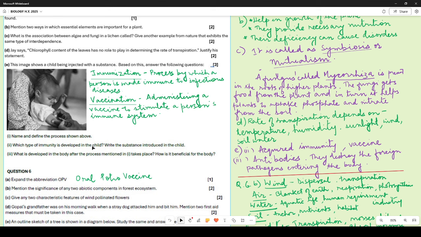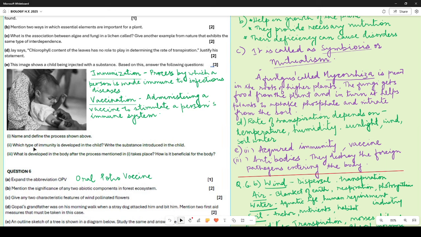Which type of immunity is developed in the child? It is acquired immunity. Write the substance introduced in the child. It is vaccine. What is the substance that is being given to the child? It is a vaccine. What is developed in the body after the process mentioned takes place? It is antibodies developed in the body.